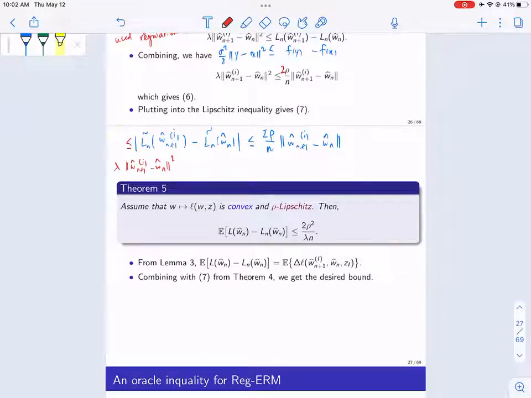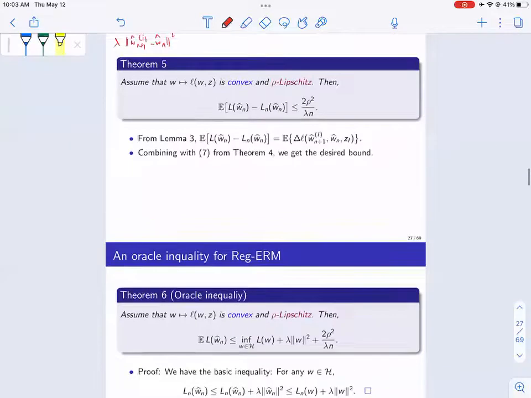Okay. So this is an interesting bound, saying that the expected population loss minus the empirical loss for the regularized weight is controlled like this. We use convexity and the Lipschitz assumption for the loss, and we got this nice result. Any questions? So there's still one more thing that we can do here.